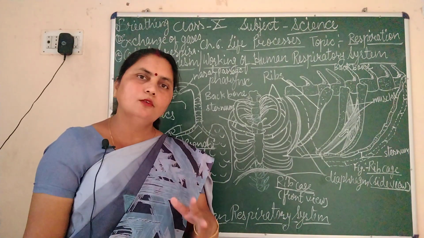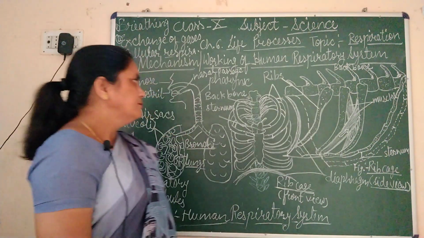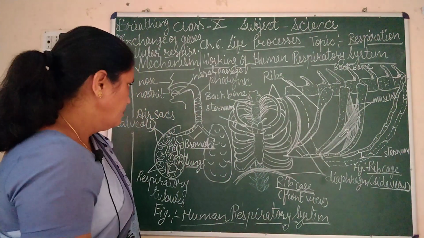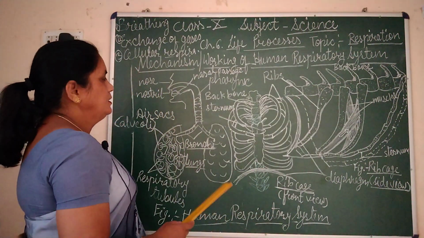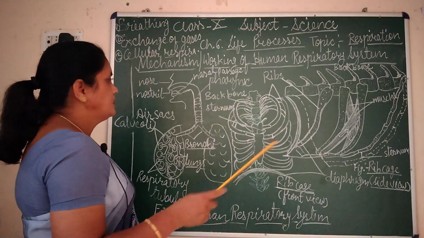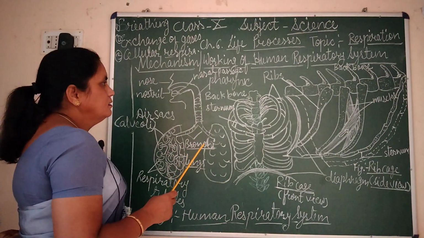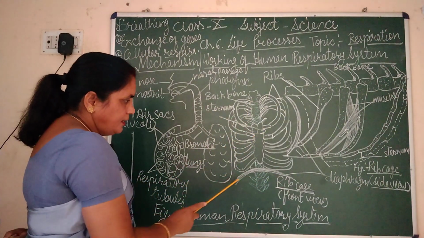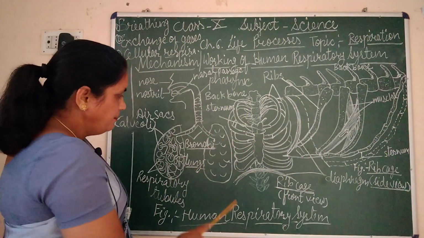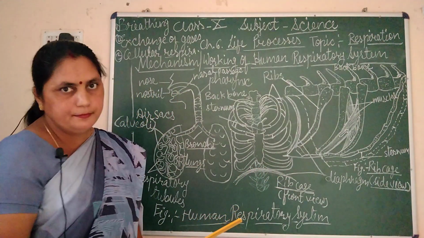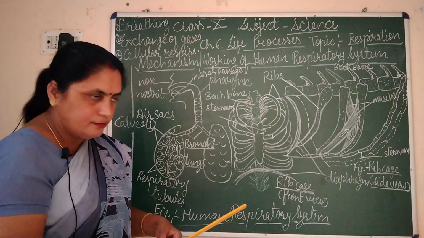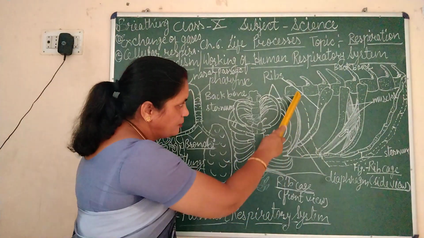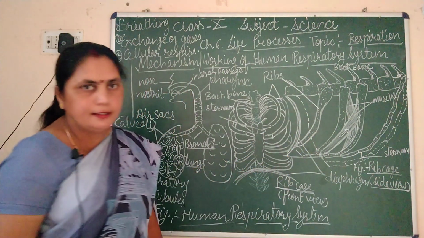Now let us see how inspiration takes place. Here, this is the rib cage. Here it is the diaphragm. Diaphragm at rest is dome shaped. When it contracts, it becomes a little flat. In this diagram also you can see it has become a little flat.